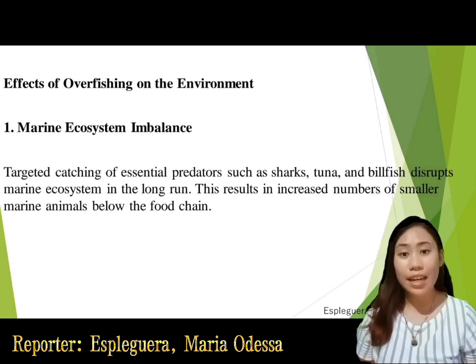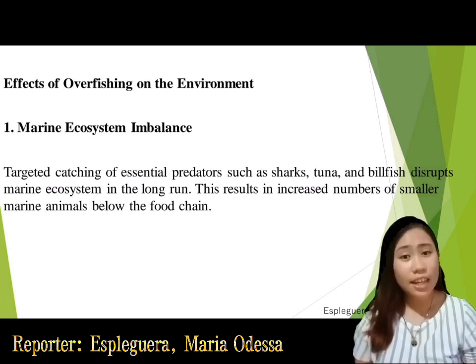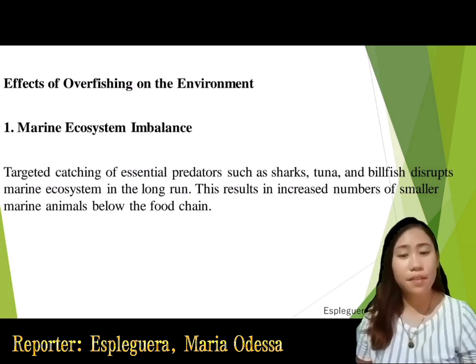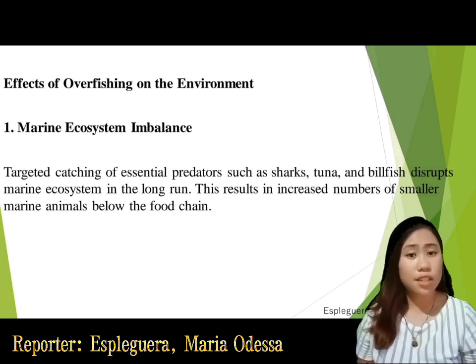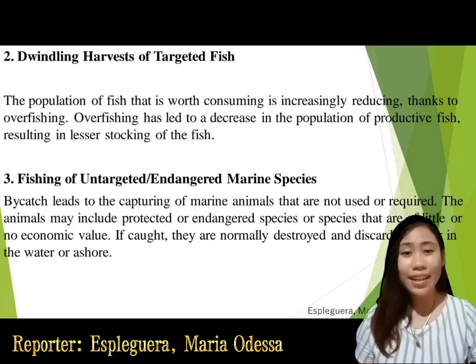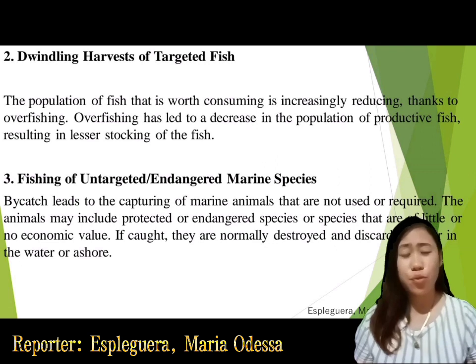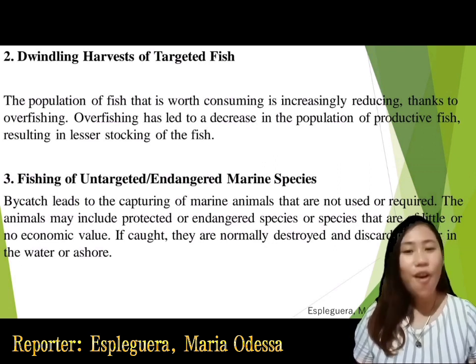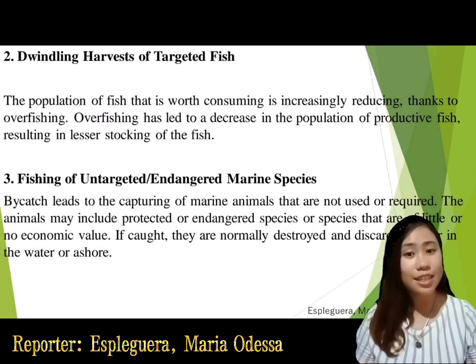So first, the marine ecosystem imbalance. Targeted catching of essential predators such as sharks, tuna, and billfish disrupts the marine ecosystem in the long run. This results in increased numbers of smaller marine animals lower in the food chain. Second, we have the dwindling harvest of targeted fish. The population of fish that is worth consuming is increasingly reducing thanks to overfishing. Overfishing has led to a decrease in the population of productive fish, resulting in lesser stocking of the fish.